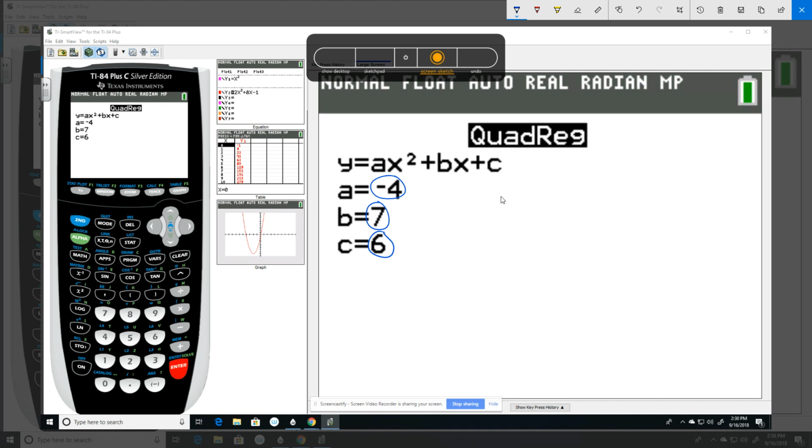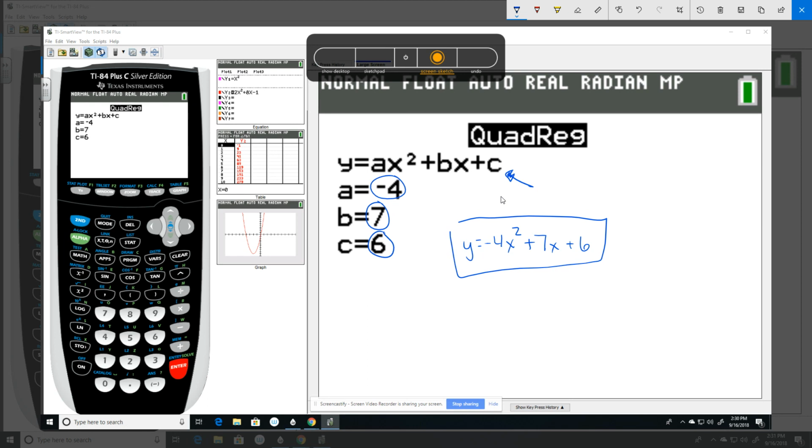All I have to do is plug those into this formula. So I go Y equals, instead of A, I put -4. X squared stays the same. And then I put a plus. B times X. B is 7, so plus 7X. And C is 6, so I add 6. And that is the quadratic function that best fits those 3 points. That would be your answer.